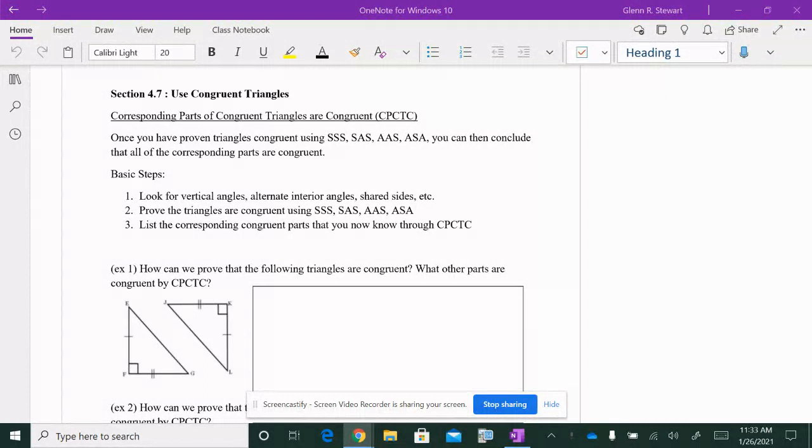So CPCTC is really only used once you've concluded that the triangles are congruent, using any of the side, side, side, or side, angle, side, and so forth. So the basic steps: we look for vertical angles, alternate interior angles, shared sides, and different aspects of the triangle. You can also prove that the triangles are congruent then. And then whatever parts are missing, we list the corresponding congruent parts by CPCTC.